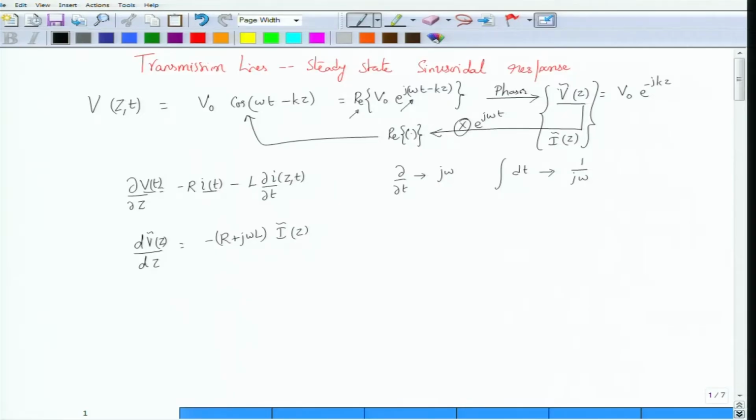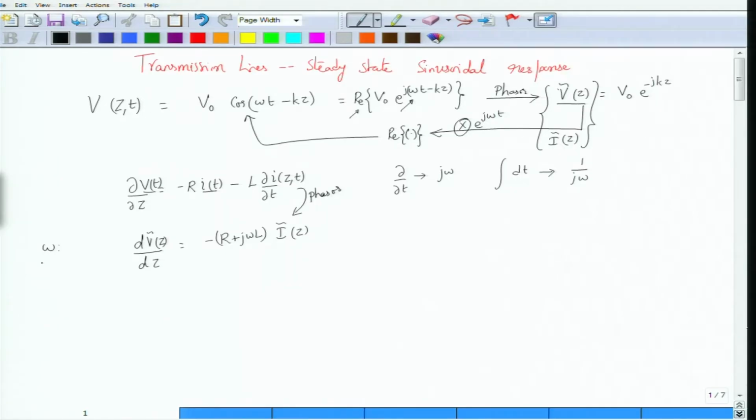But when we go to the phasor notation, when we employ the phasor notation, all the time dependent terms drop out, because we are assuming that all the voltage and currents on the transmission line are varying with a particular frequency omega, and then we use this phasor form to drop this omega t dependence.